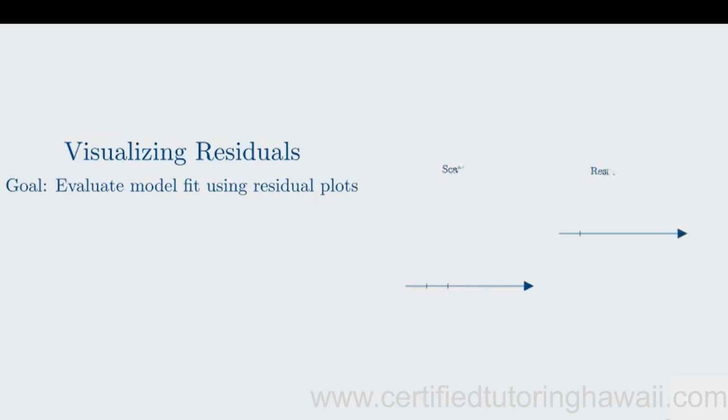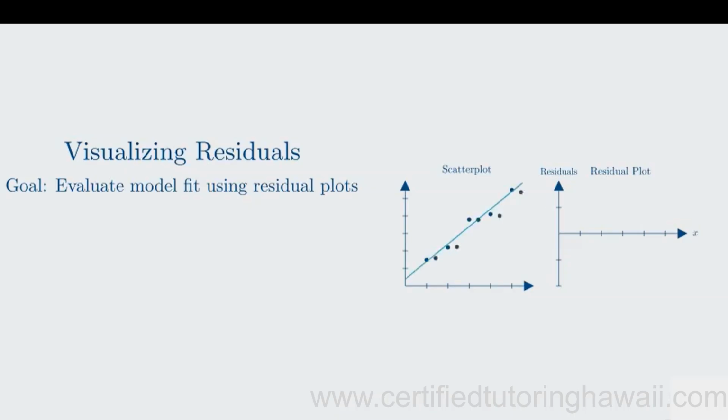Now that we understand what a single residual is, let's look at how we visualize all the residuals for a dataset at once, using a residual plot. Our goal here is to determine if our chosen model, usually a linear one, is actually the best fit for our data. A residual plot is a scatter plot where the horizontal axis represents the explanatory variable, x, and the vertical axis represents the residuals.